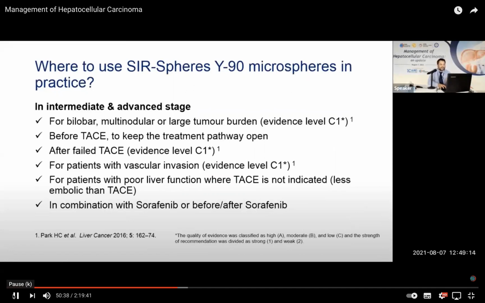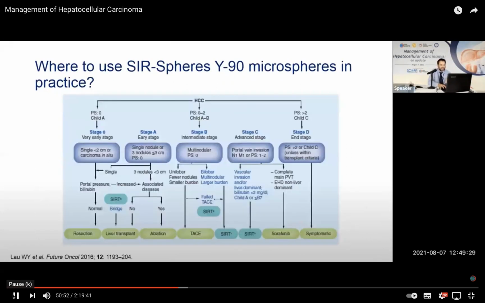In intermediate to advanced stage, especially when you're dealing with portal vein thrombosis, which was one of the initial indications, when you've got vascular invasion, about 10% of patients don't show a response to TACE. The advice is that you give them another TACE, and if they still don't respond, well, that's the literature. 10% are non-responders. And this is roughly where you would fit SIRT in. So you've got it in the early stage, the intermediate stage, and even in stage C.